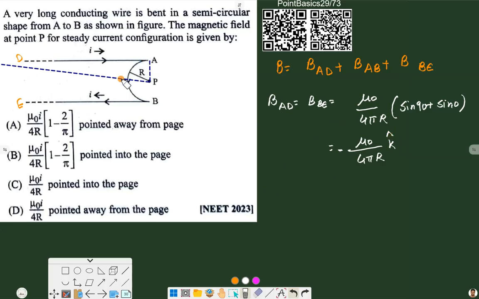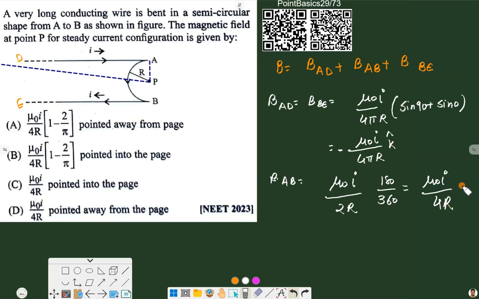And now coming to the arc. For the arc, as we have only half of the loop, the magnetic field due to arc AB will be mu naught I by twice the radius, and we have only 180 degree coverage, so 180 by 360. So it will be mu naught, and we forgot the current here, sorry, I will also be there, so mu naught I by 4R, and that will be out of the page.